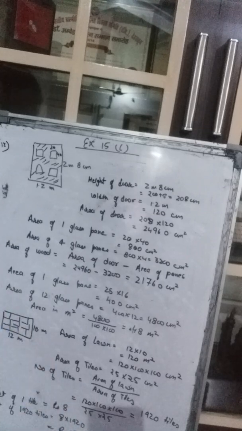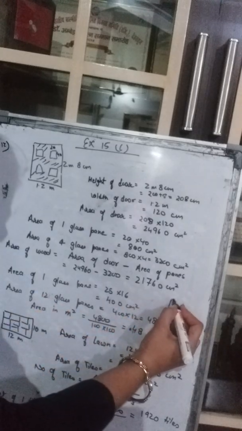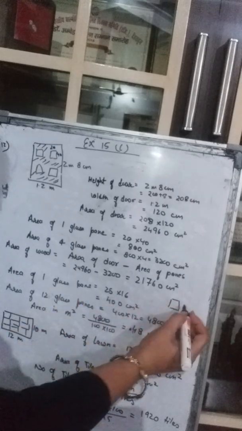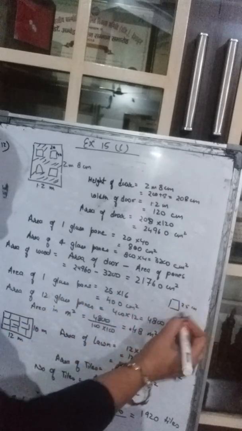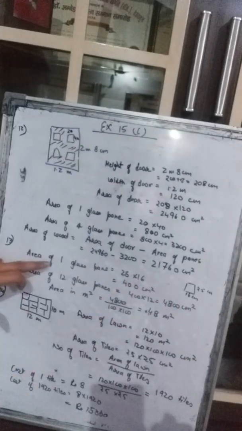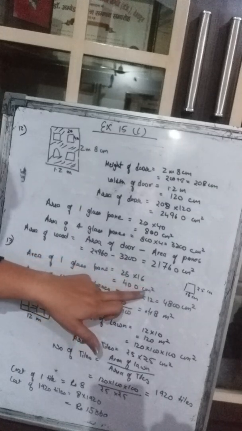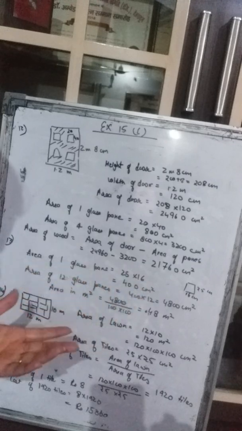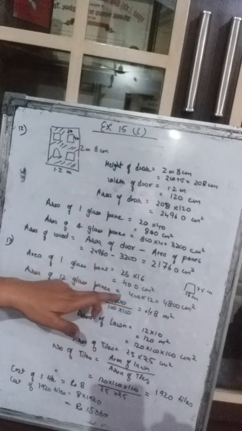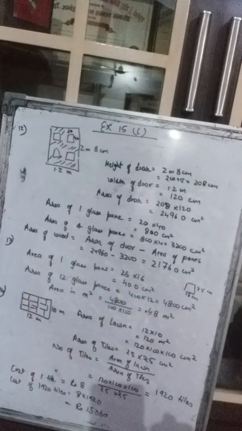They are saying how many square meters of glass will be required for a window which has 12 panes, each measuring 25 centimeter by 16 centimeter. So there is a glass pane over here and which is measuring 25 centimeter by 16 centimeter, right? And how many glass panes are there? So area of one glass pane is equal to 25 into 16. That gives you 400 centimeter square. And how many glass panes are there? 12. So area of 12 glass panes will be equal to 400 into 12. That gives you 4800 centimeter square.